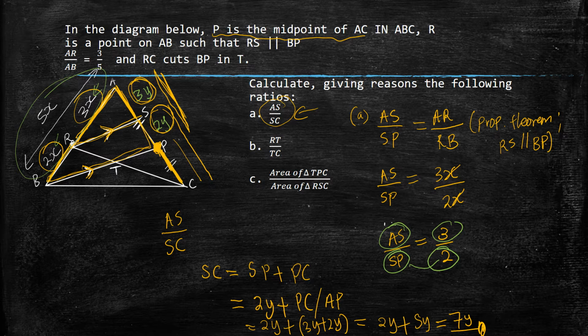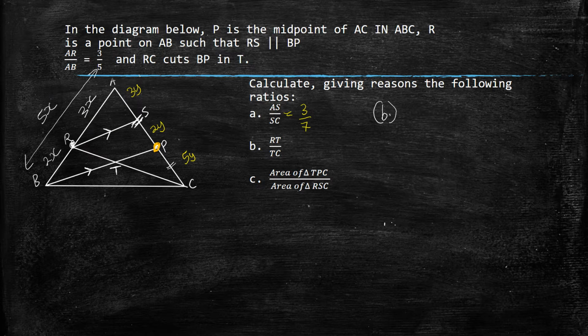Then we can go and get the ratio AS over SC. What is our AS? Our AS is 3y. What is our SC? We just calculated it is 7y. Then y and y will cancel and our ratio will be 3 over 7. So that's our ratio. Okay, let's now go to B. For B, they want us to calculate RT over TC. Okay, RT over TC, let's go and identify that.